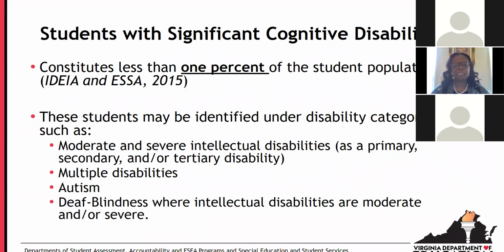And when it comes to identifying these students, they may actually have a variety of disability categories. Some of these students that fit into the 1% population may be identified as having moderate and severe intellectual disabilities. Others, what you're going to see is that they're identified under multiple disabilities, autism, or possibly even deaf blindness with intellectual disabilities. So we have a variety of disability categories. Next slide, Leah.